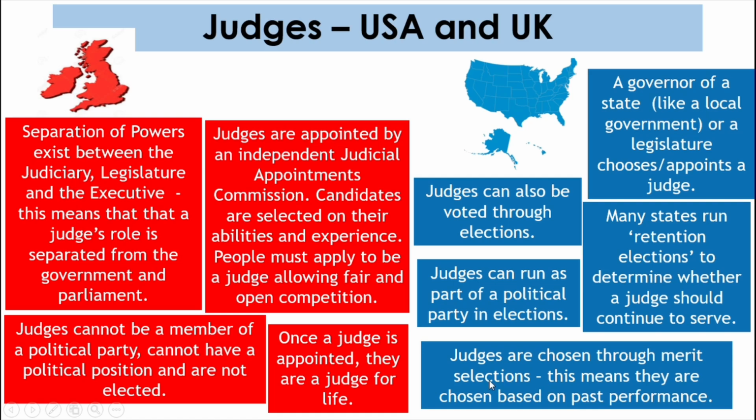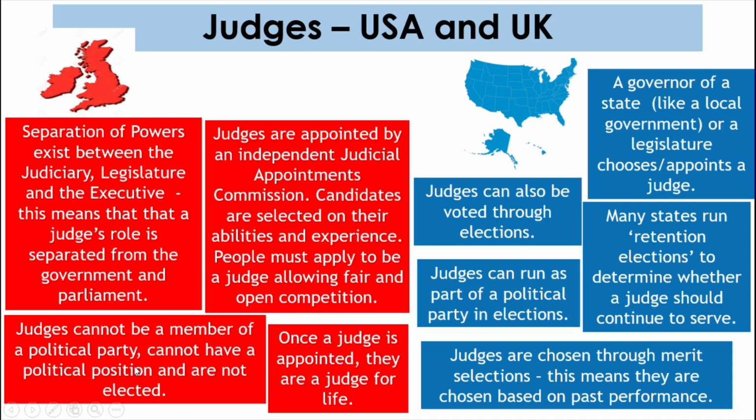When comparing the 2, we can see that the UK tries to ensure that the legislature, judiciary and executive have powers that are separated and independent of one another. However, in the USA, legislators and those who work for the state are often involved in appointing the judge, meaning that there's more of a merge of the 3 bodies. Furthermore, in the UK, a judge is a judge for life once they're appointed. However, in the USA, retention elections determine whether a judge should continue to serve.